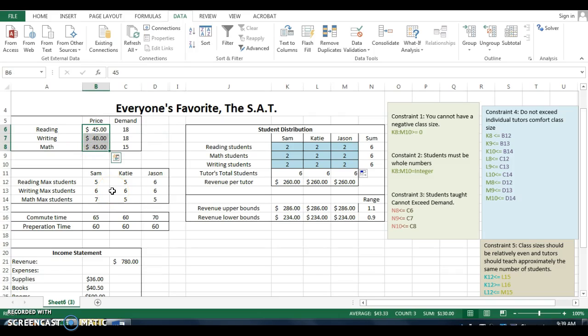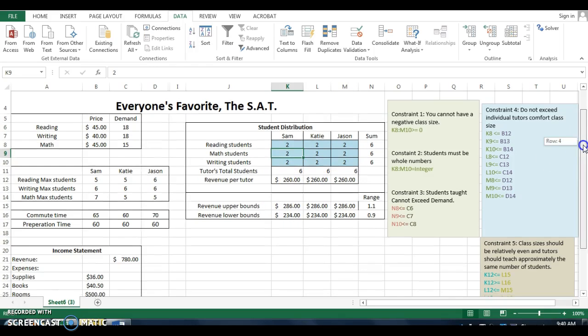Here we have the price that they charge per session, per student. And then here's the amount of students that they think would be interested at that given price. And here we have the number of students that they feel they can effectively teach. For example, Sam doesn't feel comfortable tutoring more than 5 reading students, 6 writing students, or 7 math students at one time. And then this right here, which is what we're going to be changing in order to optimize our profit, is the actual student distribution, or the number of students in each class. Right now I keep this at 2, but this will obviously change.